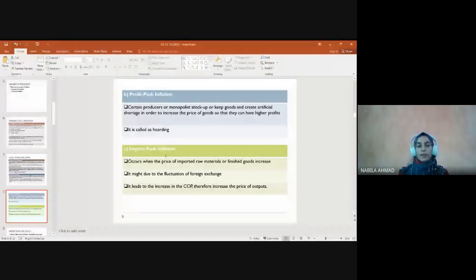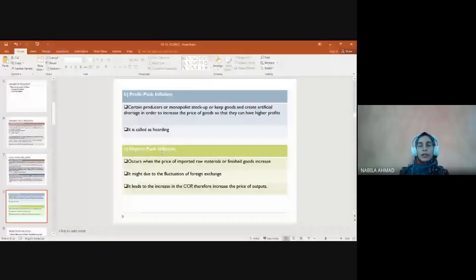It occurs when the price of imported raw materials and finished goods increases, might be due to fluctuations of foreign exchange. So bila kita import barang-barang ataupun raw material kita import daripada luar negara, so cost meningkat, jadi price pun akan meningkat menyebabkan inflation lah. Ya, alright.